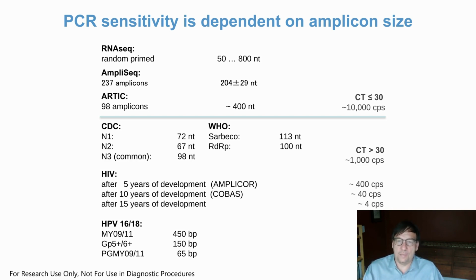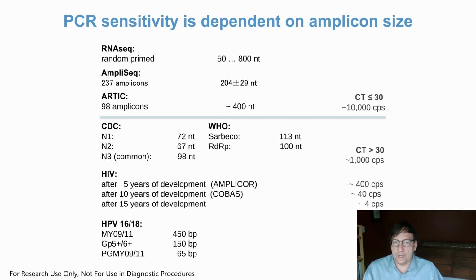Now look at the CDC PCR primers. They're roughly 100 nucleotides, and they're certified to calculate down to 1,000 copies per mil. And compare that to PCR amplification for HIV. It took the community 5 years to develop an HIV viral load assay that is sensitive to 400 copies per mil. It took another 5 years to drop that down to 40 copies, and after 15 years, we're able to detect 4 copies of HIV routinely and in a clinical context.